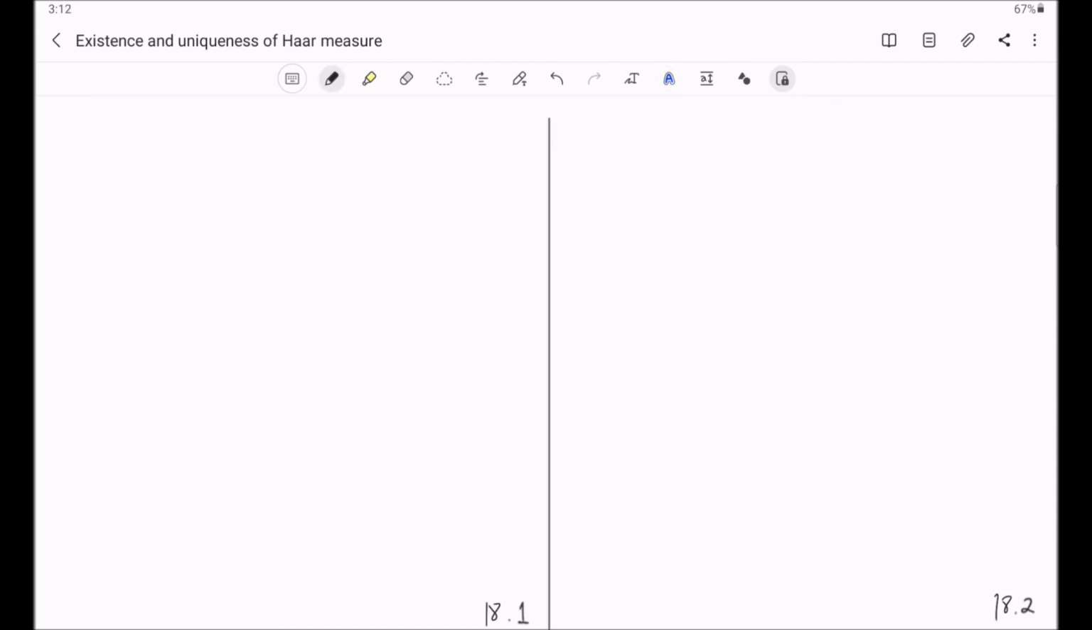Now step 2 of the proof of left invariance of the Radon measure is the following. For any E, which is a Borel subset of G, we want to prove that mu of xE is equal to mu of E for any x in G. To this end, we're going to apply the outer regularity of Radon measures.